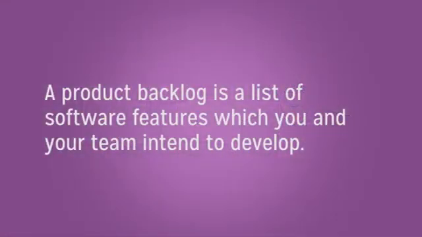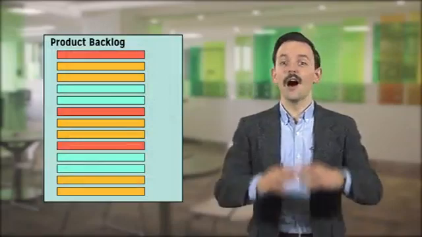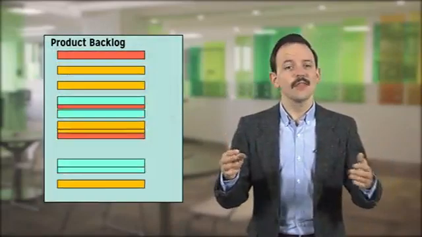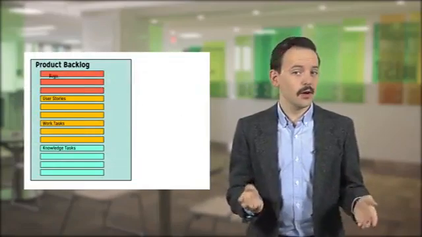So, what is a product backlog? Basically, a product backlog is a list of software features which you and your team intend to develop. Actually, the product backlog begins as a big, unsorted list of items to do, then gets more refined over time. The product backlog consists mostly of user stories, which I defined a few lessons ago. However, the backlog isn't limited to user stories. You can include other things like work tasks, knowledge tasks, and bugs.